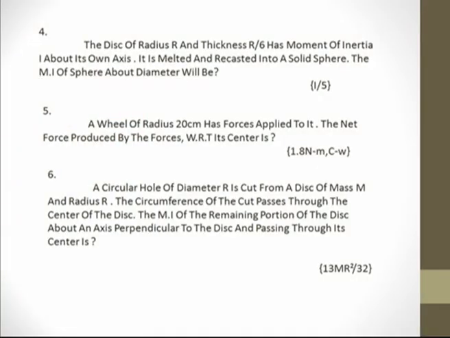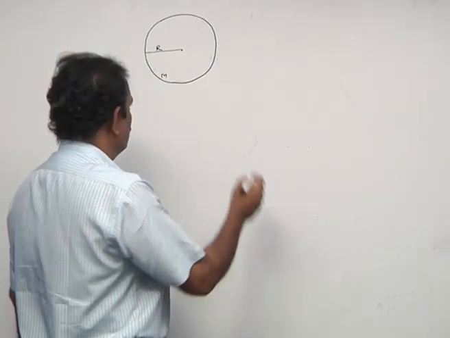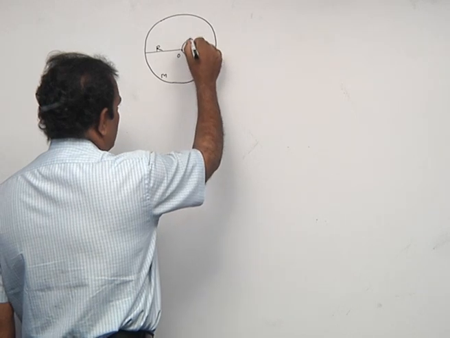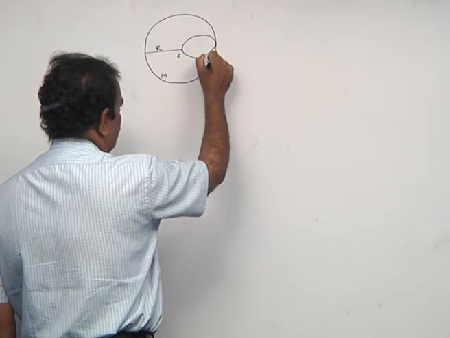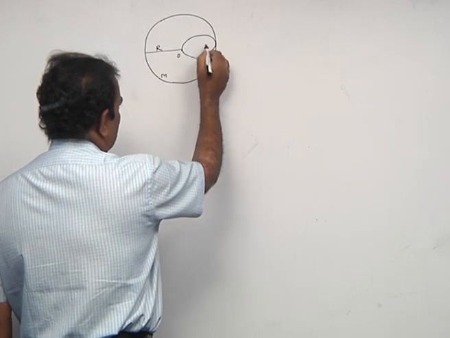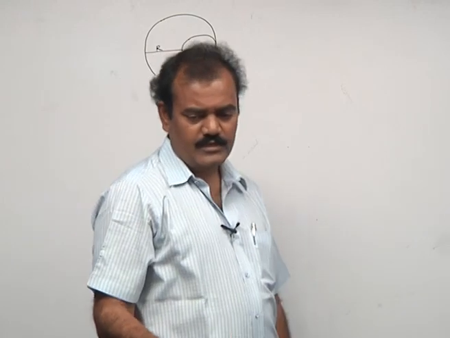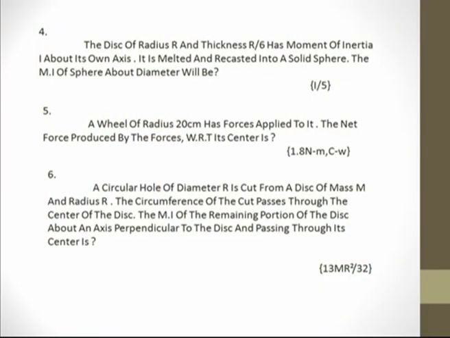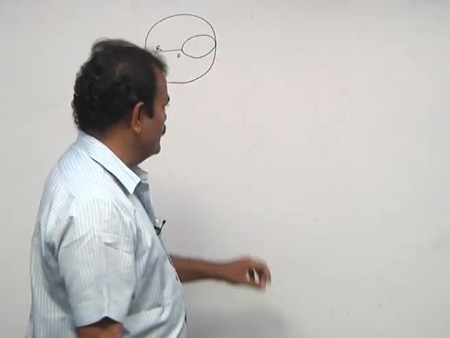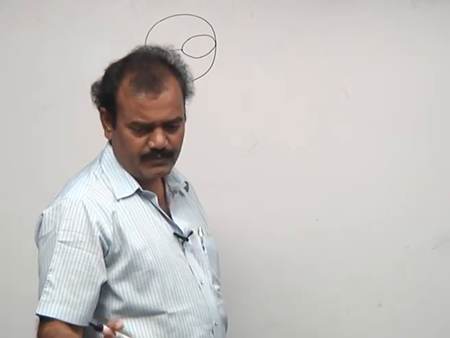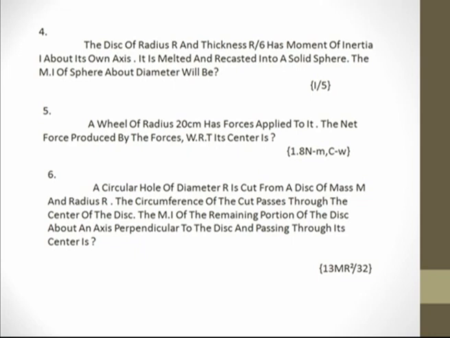Now the circumference of the cut passes through the center of the disc. So that's why this is the cut portion, which is passing through the center of the disc like this. According to the given data, because you are not given the figure, and you won't be given the figure even in your exam also, you have to draw that figure from the given data. It is given a circular hole of diameter r is cut from a disc of mass m and radius r.